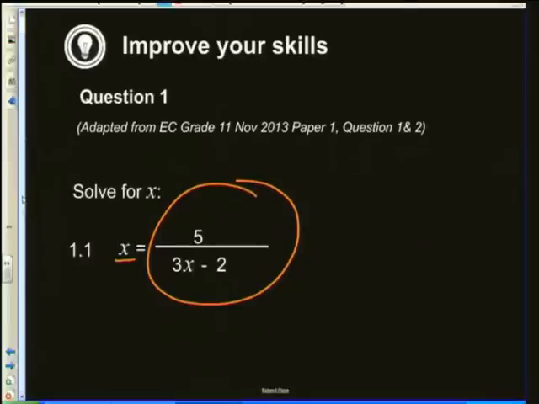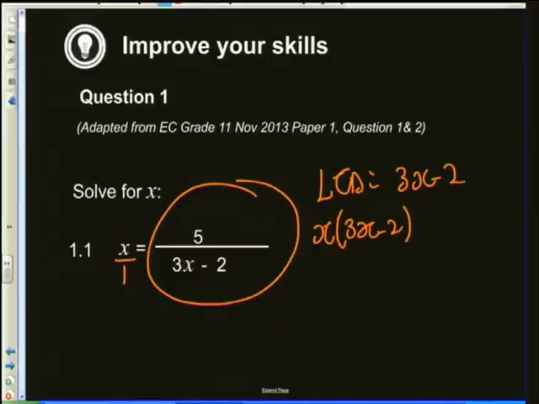Right, so we should agree that our LCD is going to be 3x minus 2. That is the smallest term that 1 divides into and that 3x minus 2 divides into. So if we multiply both sides of our equation by 3x minus 2, we're going to have x multiplied by 3x minus 2 is equal to 5 over 3x minus 2 multiplied by 3x minus 2.